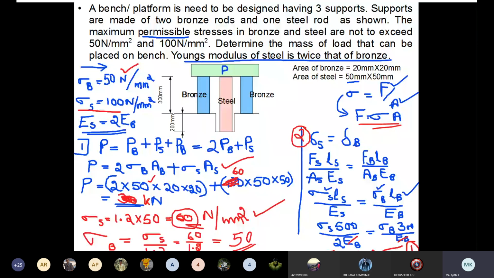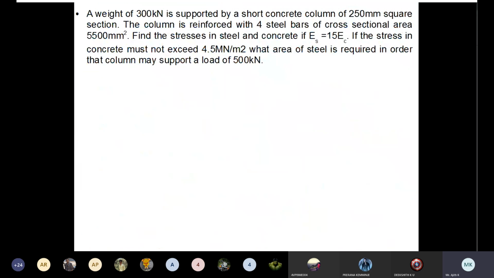Problem very similar to previous problem. So we'll solve last one problem, then we'll wind up. Okay, we'll move to next problem then. Last one.